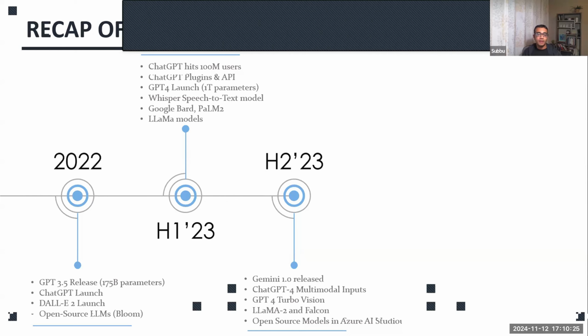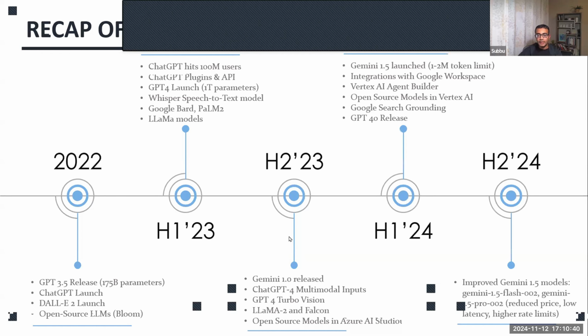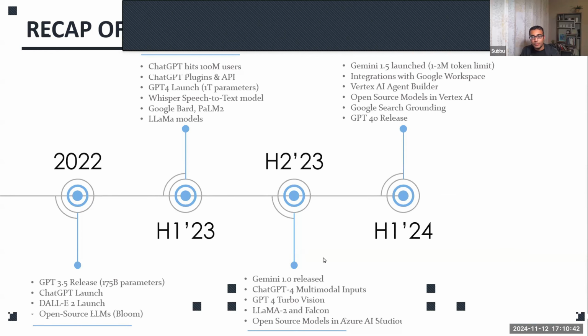as well. If you're using Azure OpenAI Studio now, you can even use these open source models right now, the Llama and Falcon, and there are multiple other models which were created by Hugging Face and a few others, which are still powerful. And with the first half of 2024, Gemini 1.5 was launched.